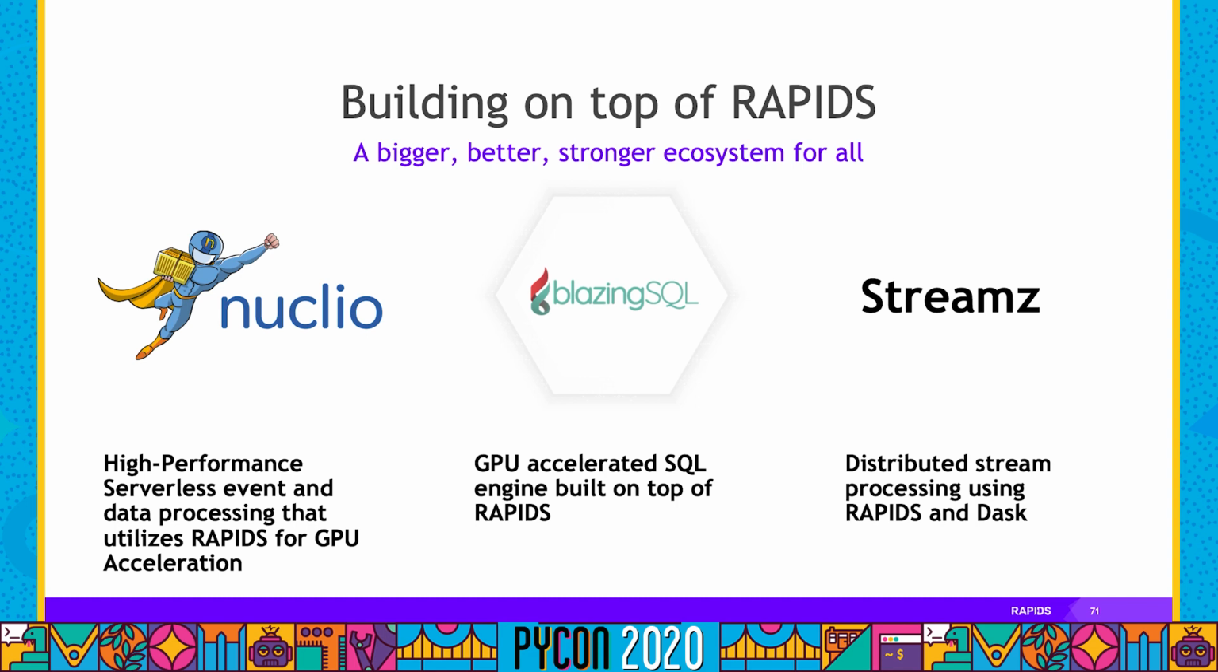Who's building on top of Rapids? People like Nucleo, who build high-performance serverless event and data processing, utilize Rapids for the GPU acceleration. Blazing SQL is GPU-accelerated SQL built on top of Rapids. Streams, which we actually use in CLX and a lot of people use, is distributed stream processing using Rapids and Dask.